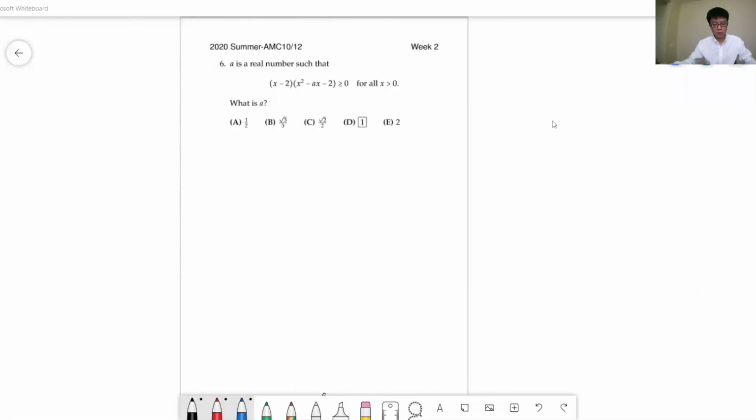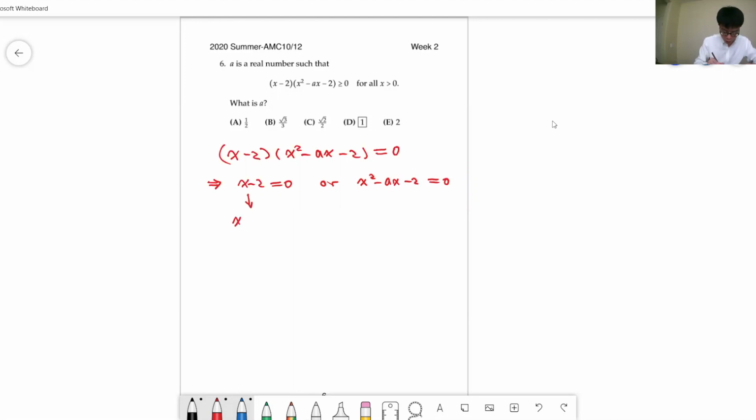Now let's go to problem 6. We'll consider the following relation. This is always non-negative for all x. So we can consider the roots of the following equation: (x minus 2) times (x squared minus ax minus 2). Let's consider the roots. So this means x minus 2 equals 0, or this quadratic function equals 0. Okay. From the first part, we see that x equals 2.